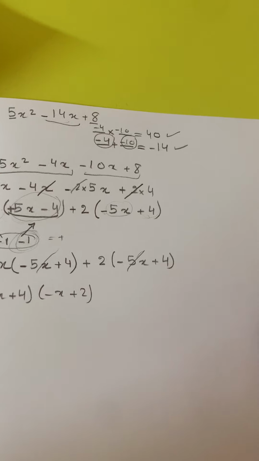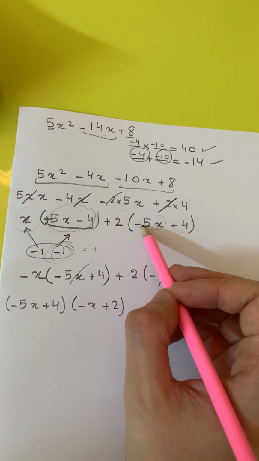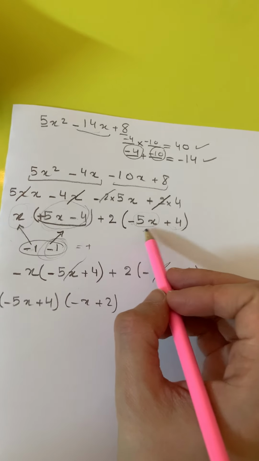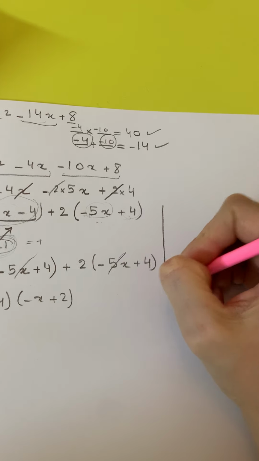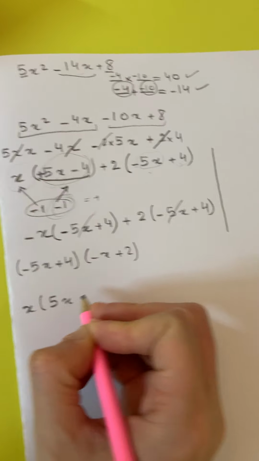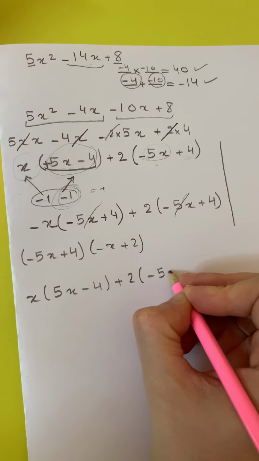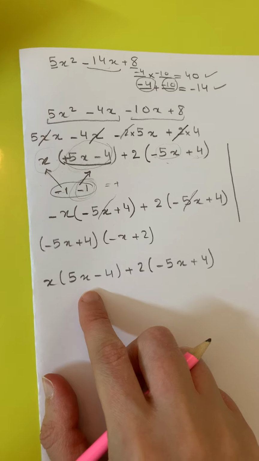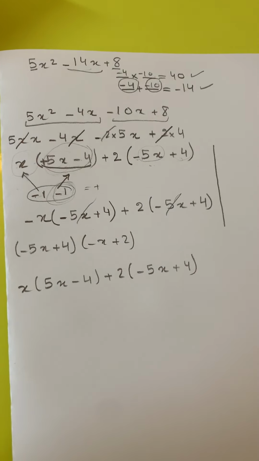Now we're going to say, what if I didn't want to change this one into this one? What if I want to change this one? I don't want to change this. So if I have x into 5x minus 4 plus 2 minus 5x plus 4. You can choose to change this one, or you can change this one, and they will be the same answer.